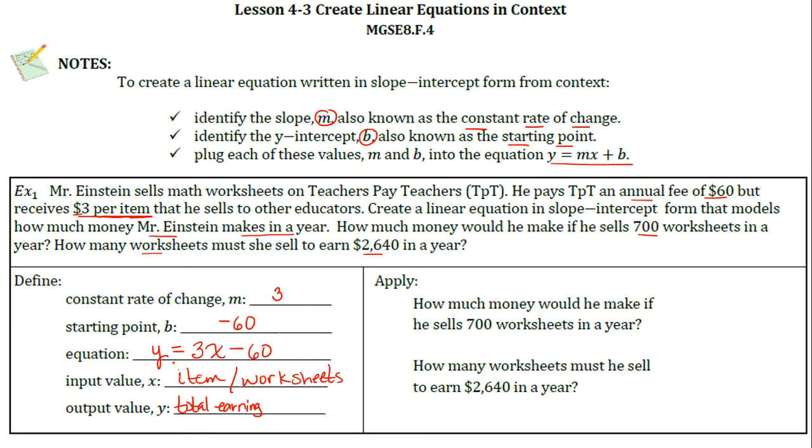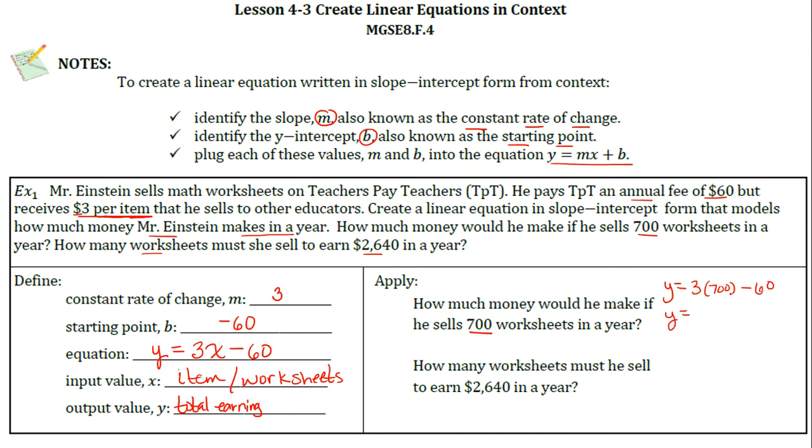Okay, now let's take our model, y equals 3x minus 60, and let's apply it. How much money, and remember y is total money, so we're looking for y. How much money would he make if he sells 700 worksheets in a year? So 700 worksheets, we know worksheets is our x value, so we're just going to simply plug in 700 for x, and then work out our problem.